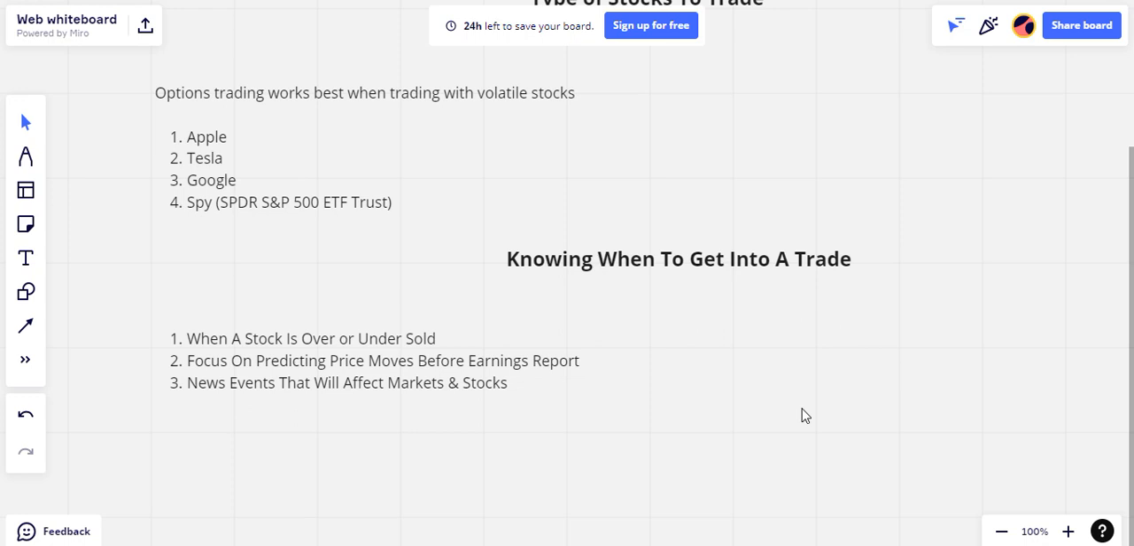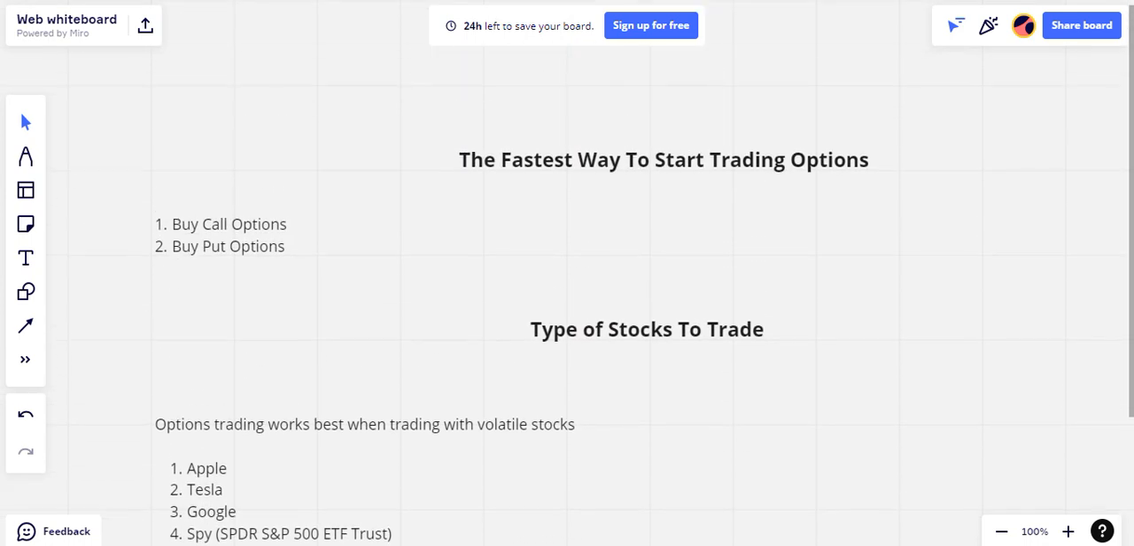And I've given you these three points that can be indicators of when a stock is going to make a move within a certain period of time. So anyway, guys, I hope this helped you understand options and gives you some ideas of how to start trading options quickly.